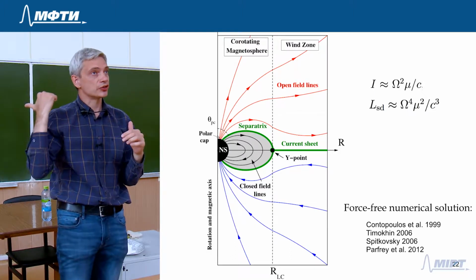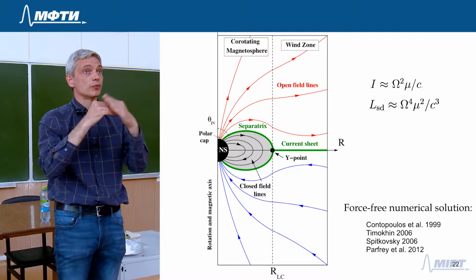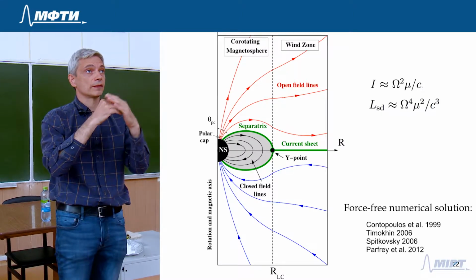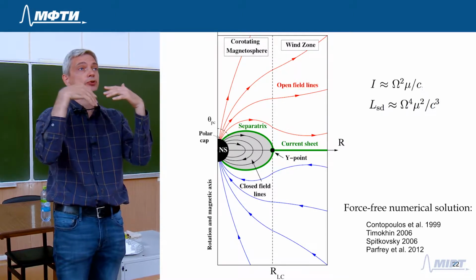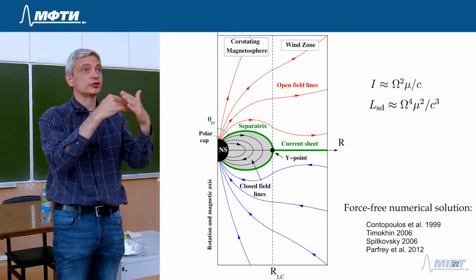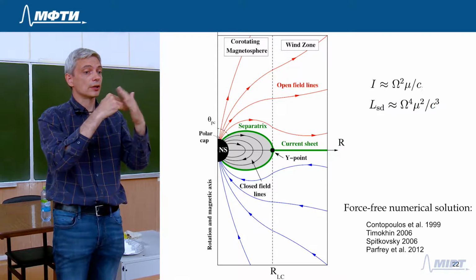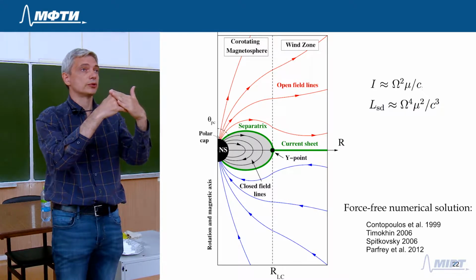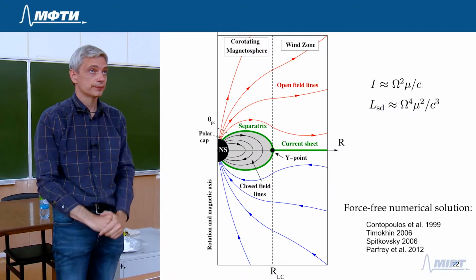So the current sheet is there simply because there is a jump of B-phi. In the closed zone, no B-phi. In the open zone, strong B-phi. And this current sheet screens, it's the boundary between the two regions. It screens this toroidal field.